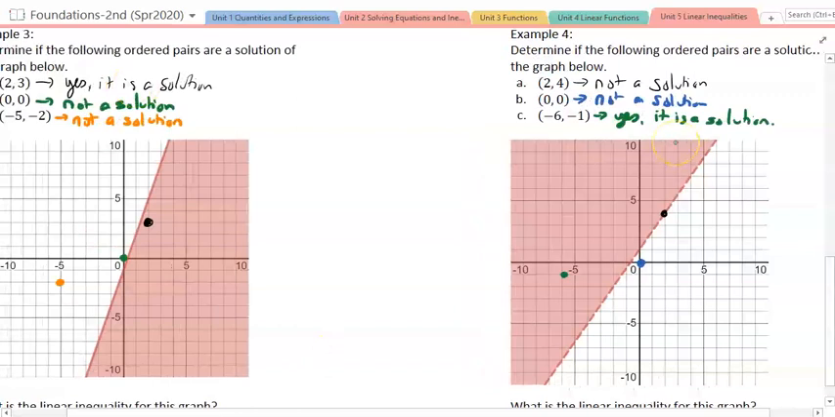Now, we look at these two problems. We see that 1 was yes and 2 was no. That's just coincidence. All three could be yes. All three could be no. It could be any combination thereof. If you have more ordered pairs or fewer ordered pairs, it all just depends on what you're given.